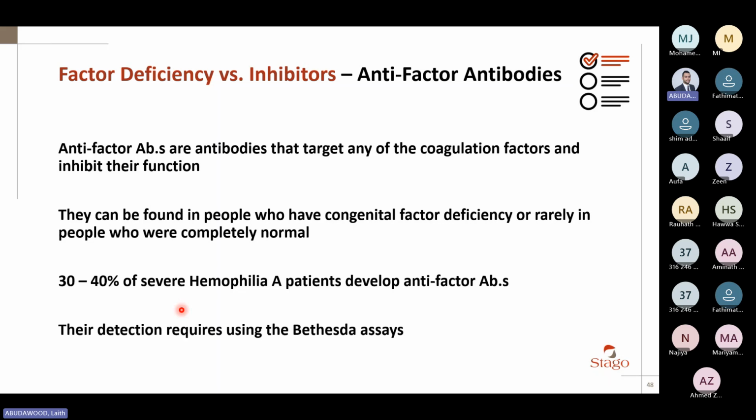So how do I detect or check for this anti-factor antibody? The only choice that I have is something called the Bethesda assay. Maybe you have heard about it before. The Bethesda assay is quite long, a bit complicated, requires a lot of work, and is poorly standardized, but it's really the only thing that we have at the moment to work with anti-factor antibodies.